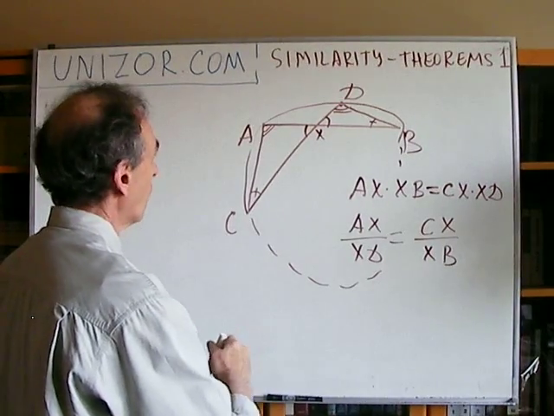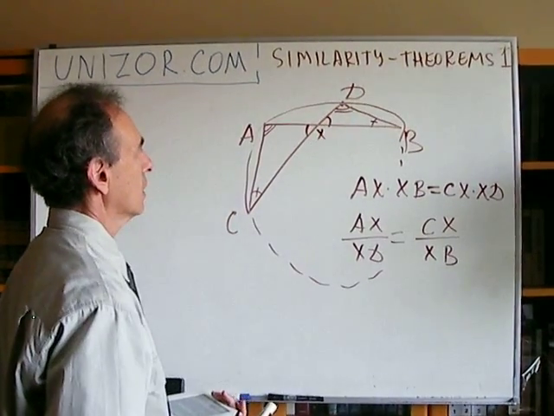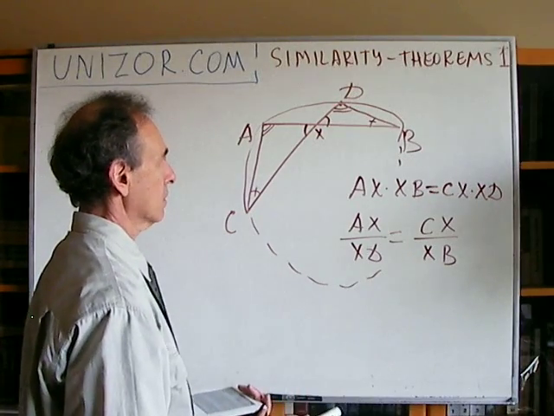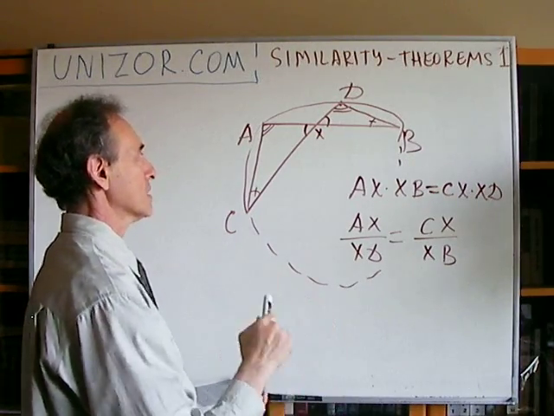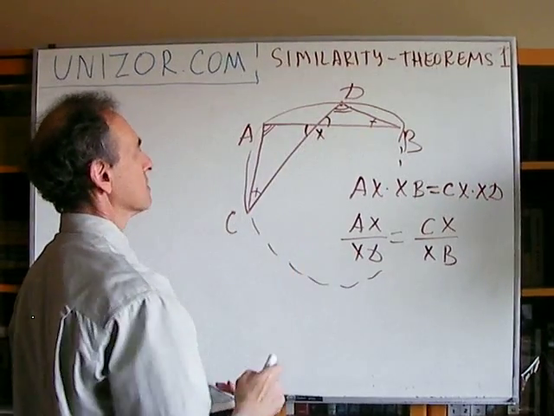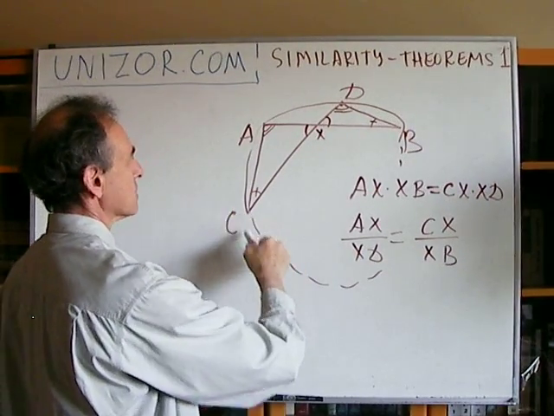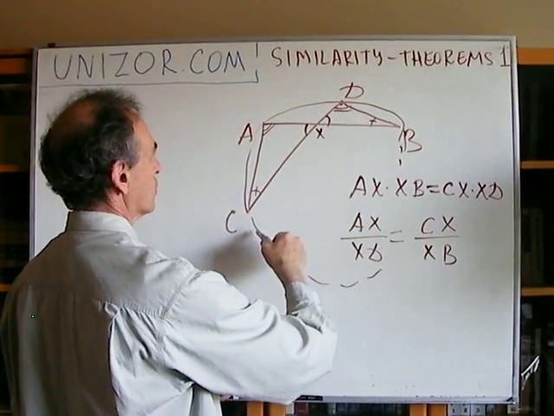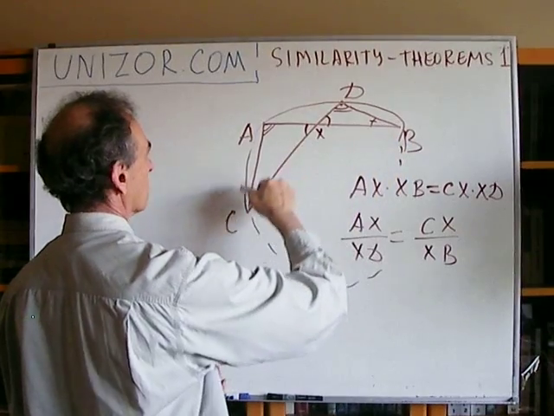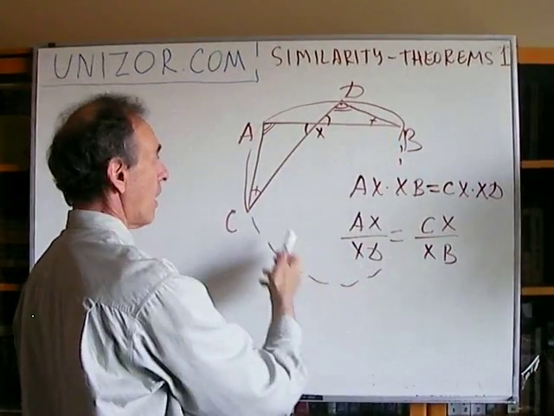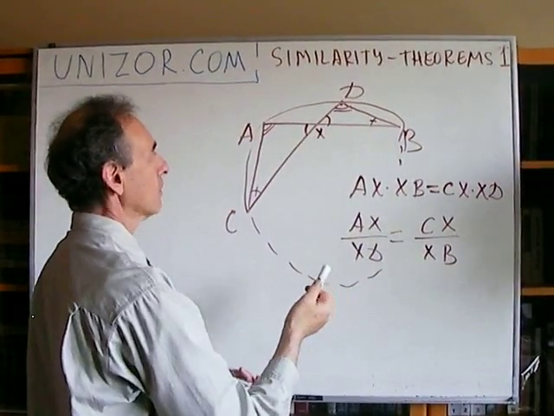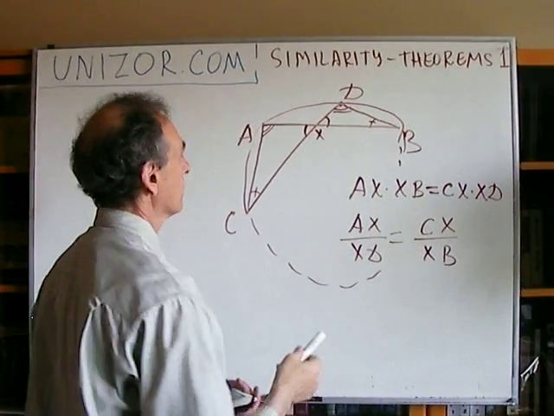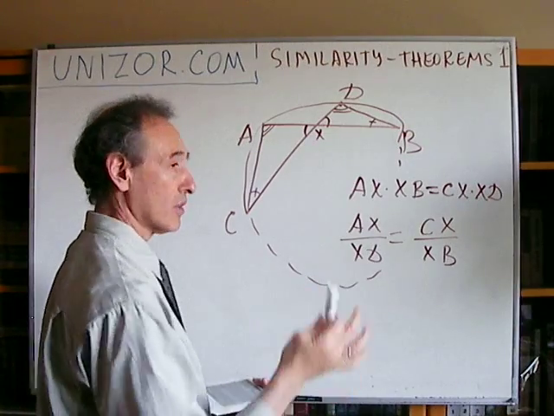Now, why is point D supposed to lie on the same circle? Well, let me put it this way. If point D lies on the same circle, then obviously, since this is an arc which supports both inscribed angles, this and this, and that's the same arc, and inscribed angles which are supported by the same arc are congruent to each other. So it's kind of a reverse statement.